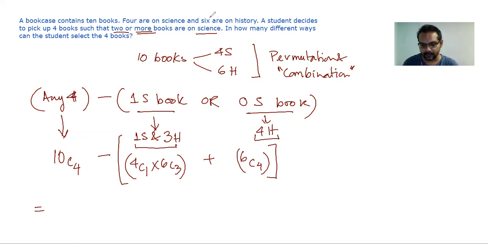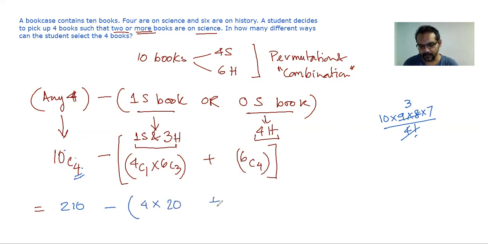It's a very simple way of calculating. Just remember this. You see 10, C and 4. Starting with 10, because it's 4, you write down 4 numbers, 10, 9, 8, 7, divided by 4 factorial, which we know is 24. The 72 cancels with 3. So 21 times 10, that's 210 ways, minus 4C1 is 4, times 6C3 is 20, plus 6C4, which is the same as 6C2, minus 4.